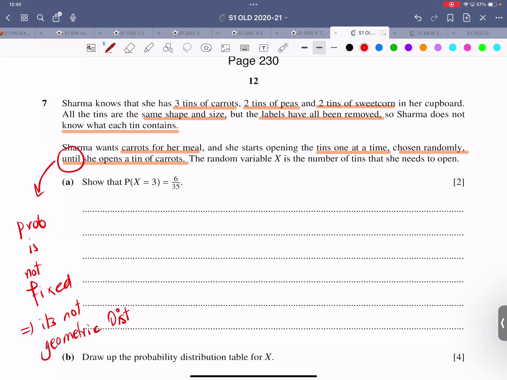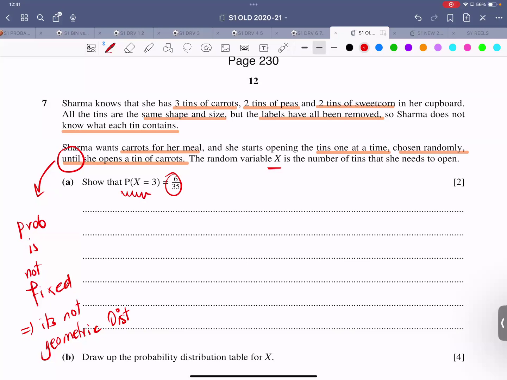Now it says the random variable x. Yes, it's a DRV question, but a DRV does not necessarily have to be binomial or geometric. It could be something else. Show that probability x equals 3 is 6 over 35. That means the third tin that she opens is of carrots.